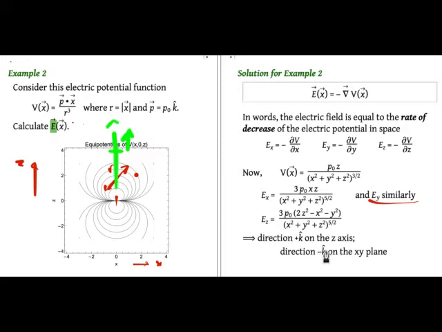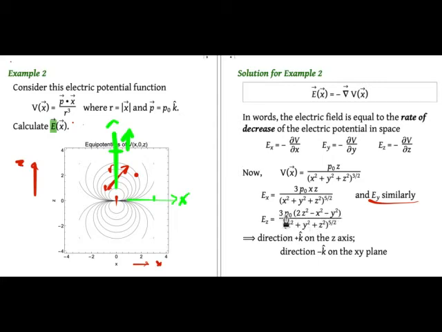Now let's consider a point on the xy plane. So let's say on the x-axis. So here's the x-axis. Suppose we're considering a point here. Well, then z is equal to 0. Y is equal to 0. So Ey will be 0. Ex will be 0 because z is equal to 0. And Ez will be negative.